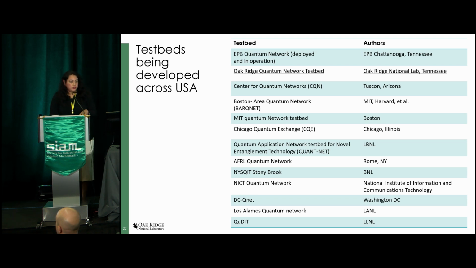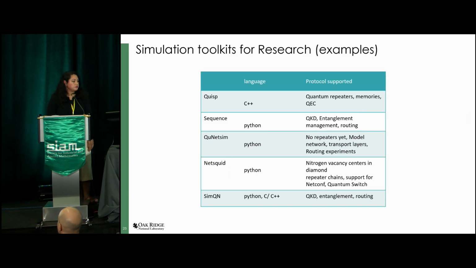There are a number of testbeds out there. EPB's quantum network deployed in Chattanooga is actually the only one where you can bring your own device, connect it, and do some real-world experiments on what a quantum network looks like. It's a small testbed, but you can actually do real experiments. And then we have Oak Ridge National Lab, but there are other testbeds which other labs are also working on. Since we're in DC, the DC-QNet is very good as well, so we're actively collaborating with them, and that exists here in Washington, DC. All of these resources are online, if you need to read more about it.